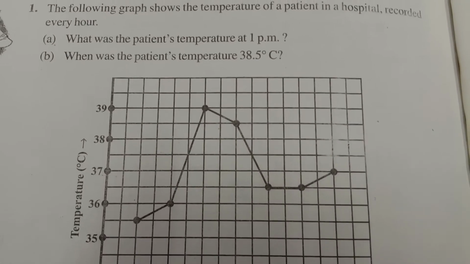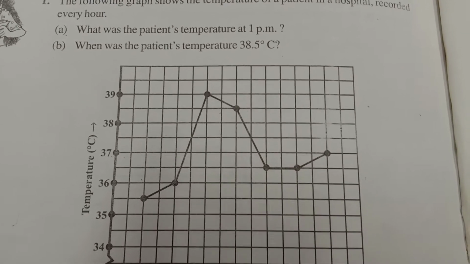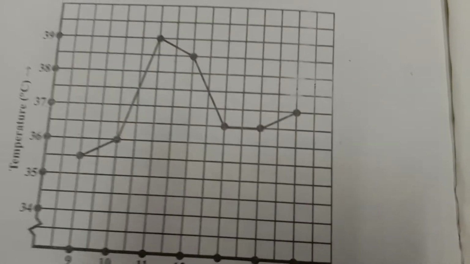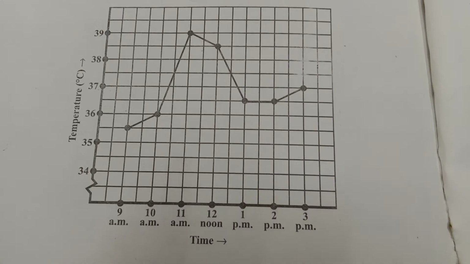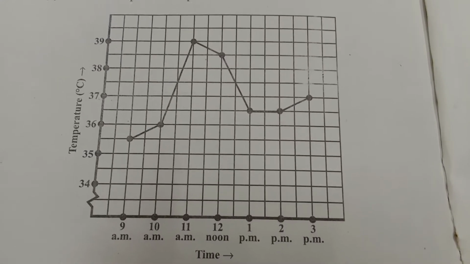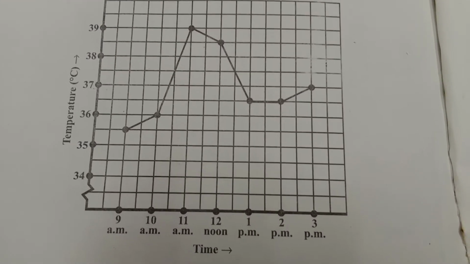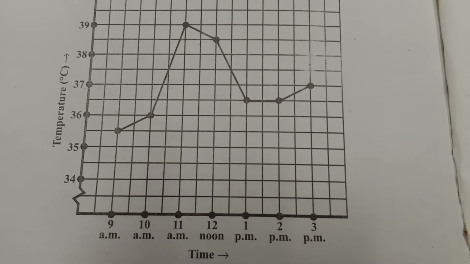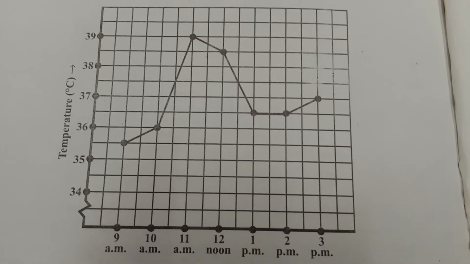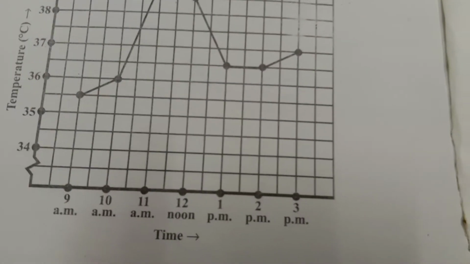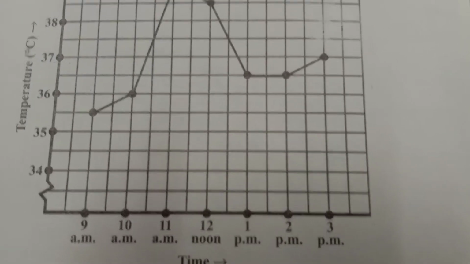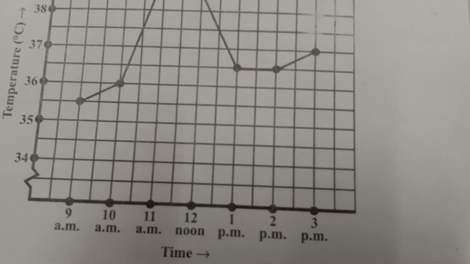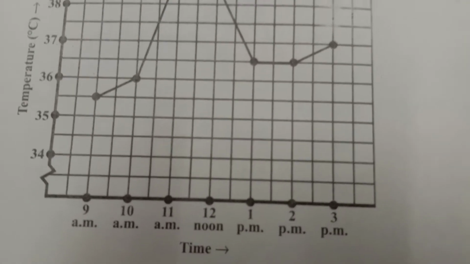What was the patient's temperature at 1 p.m.? When was the patient's temperature 38.5 degrees Celsius? First, you observe the graph clearly. You see here on the x-axis, that is the horizontal line, we have time: 9 a.m., 10 a.m., 11 a.m., 12 noon, 1 p.m., 2 p.m. and 3 p.m. Between 9 a.m. and 10 a.m. we have one small line that represents half of the time, that is half an hour. It will be 9:30 a.m.